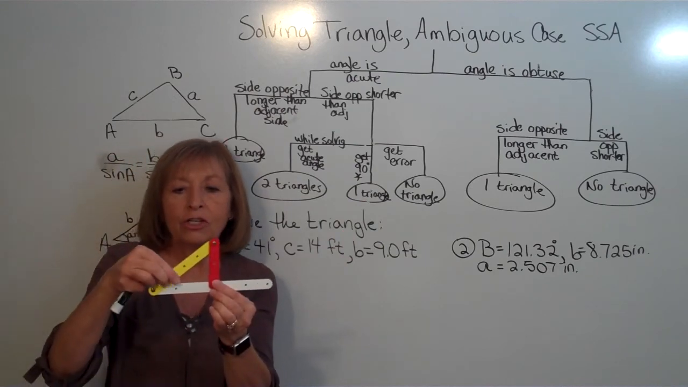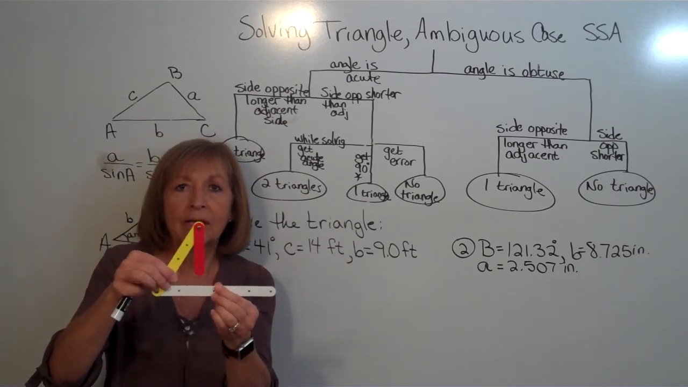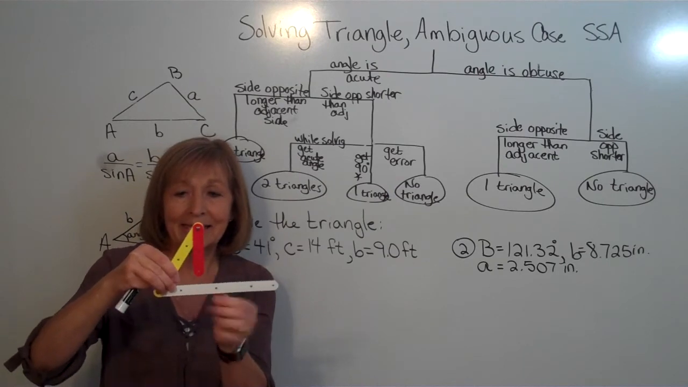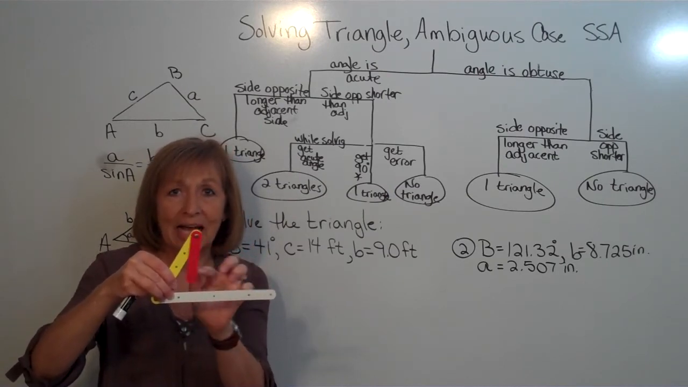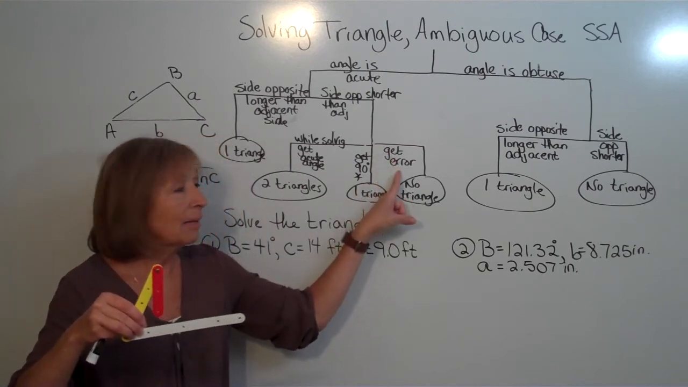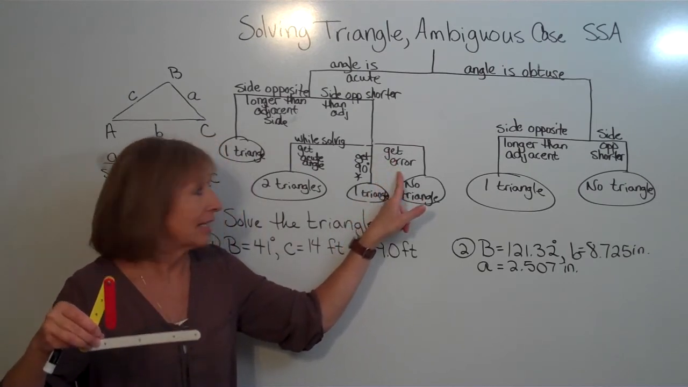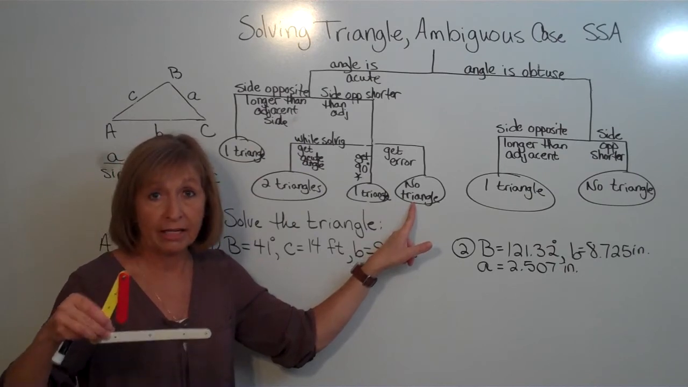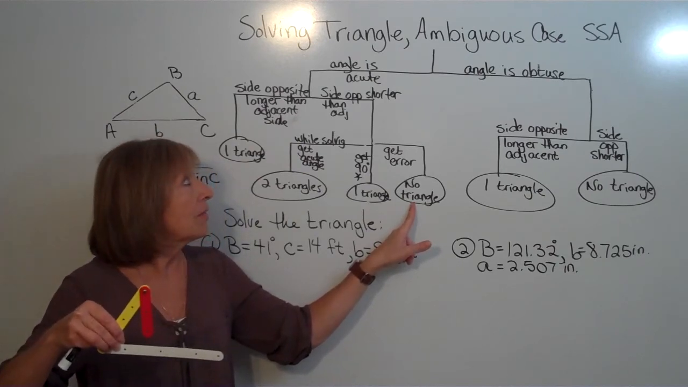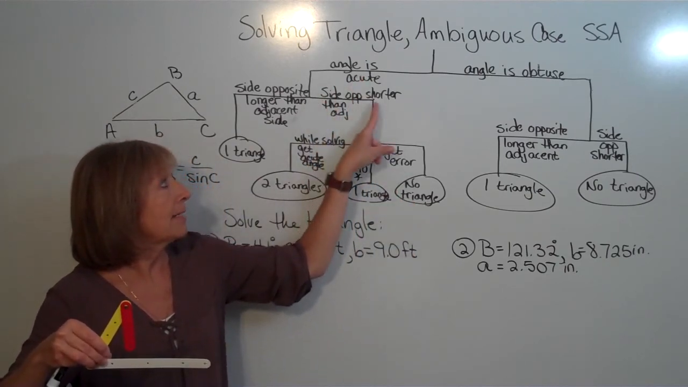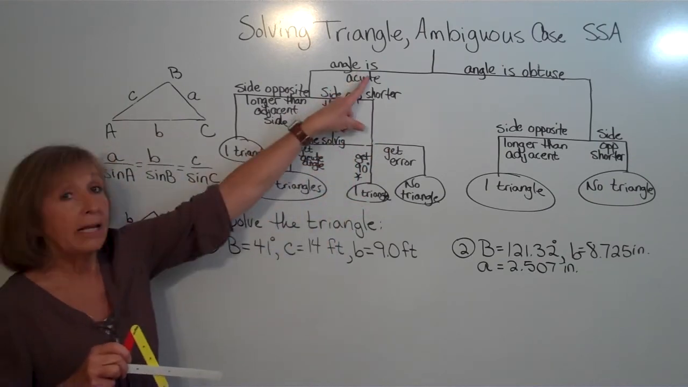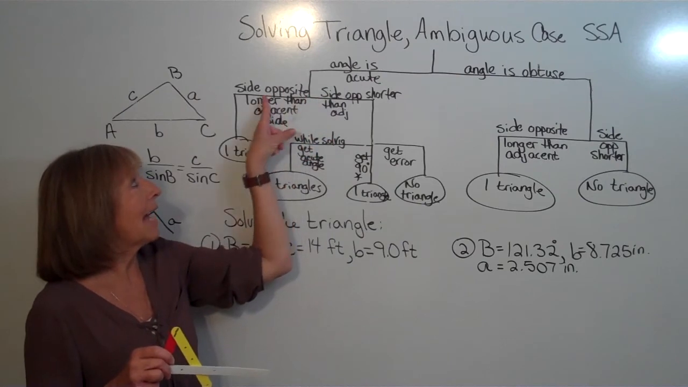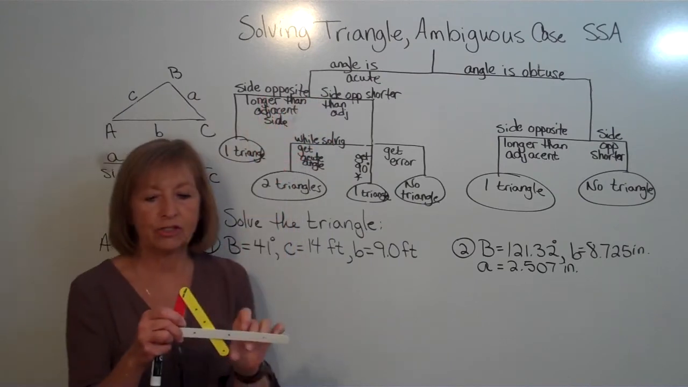Now, if my acute angle is maybe like this, and that shorter side isn't long enough to reach down to this other side, then I'm going to get an error in my calculations and I won't have a triangle at all. So that's the case where my angle is acute and my side opposite is shorter than my adjacent side. So what if my angle is acute and my side opposite is longer than the adjacent side?